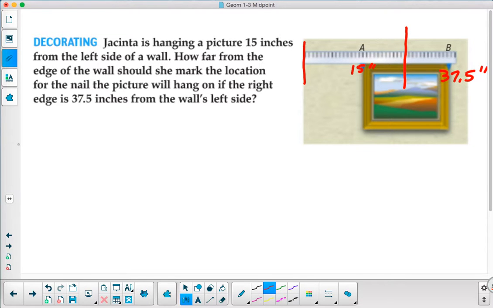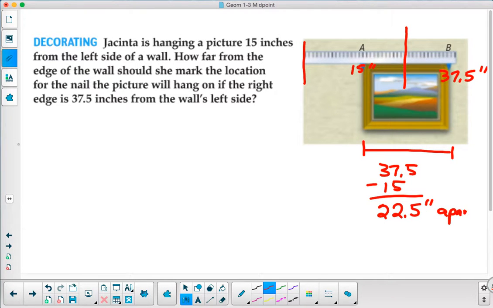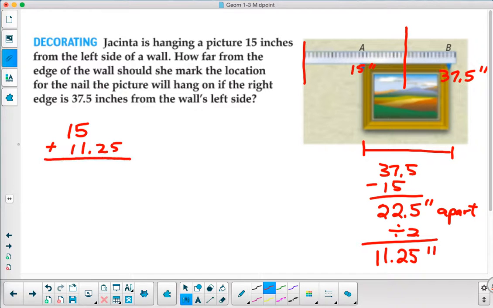Go back to the numbers here. So those are 37.5 minus 15, 22.5 inches apart. So if you want the midpoint, divide that by 2. So how far to the midpoint is 11.25 inches. So now you have to either take 15 and add on the 11.25 inches, or you have to take 37.5 and subtract the 11.25 inches.